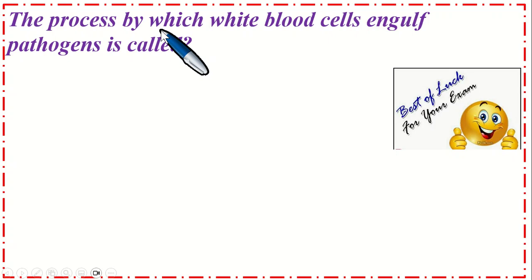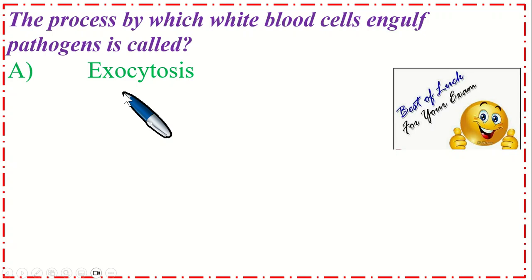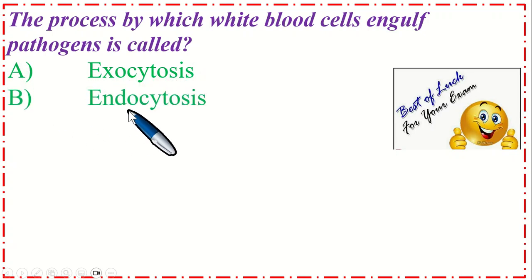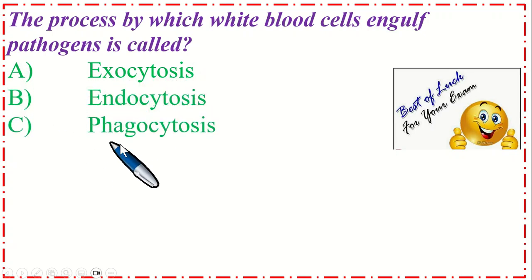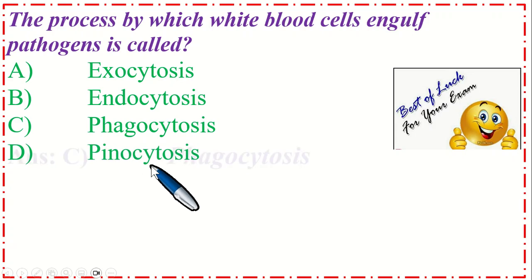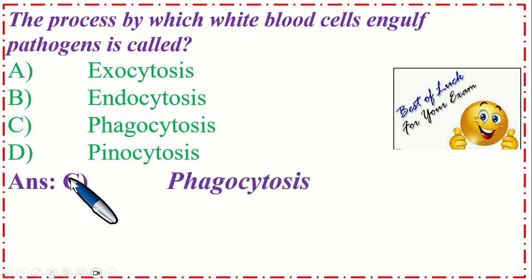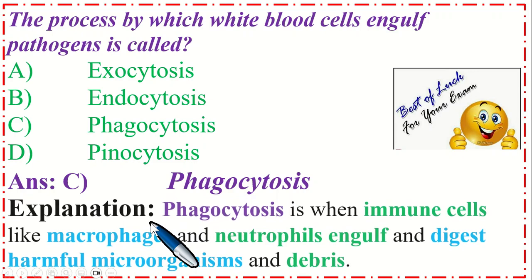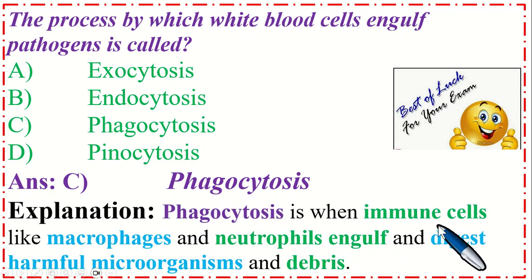The process by which white blood cells engulf pathogens is called option A, exocytosis, B, endocytosis, C, phagocytosis, and option D, pinocytosis. So the correct option is C, phagocytosis. Phagocytosis is when immune cells like macrophages and neutrophils engulf and digest harmful microorganisms and debris.